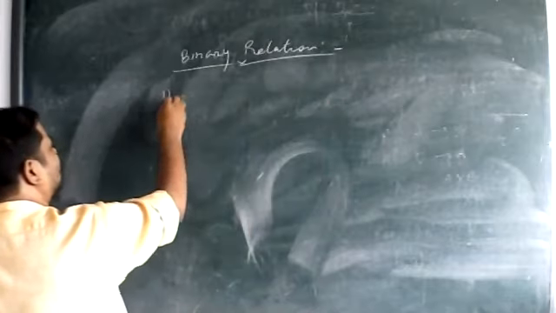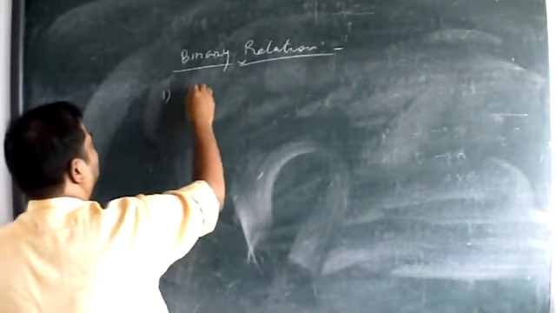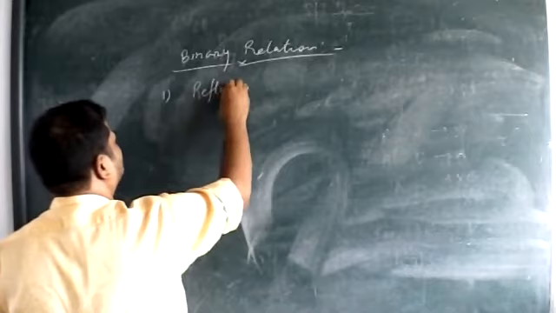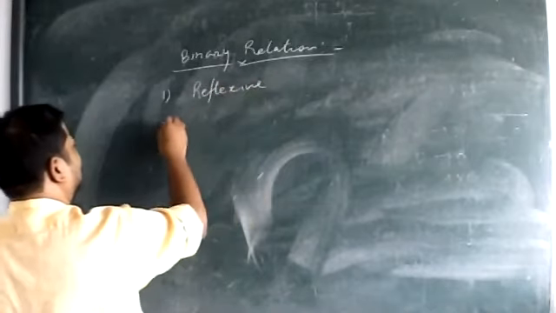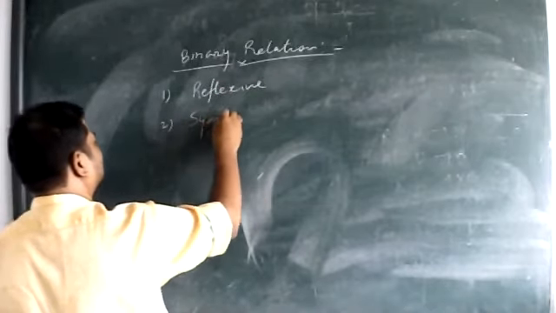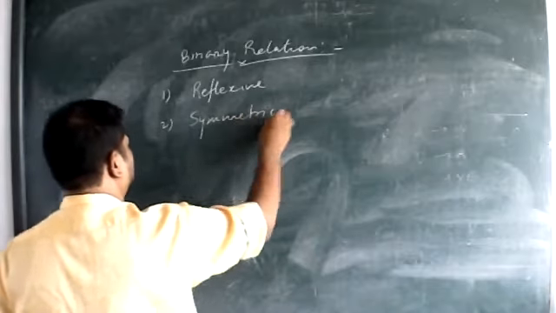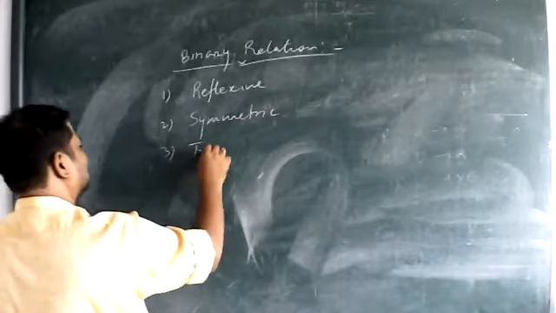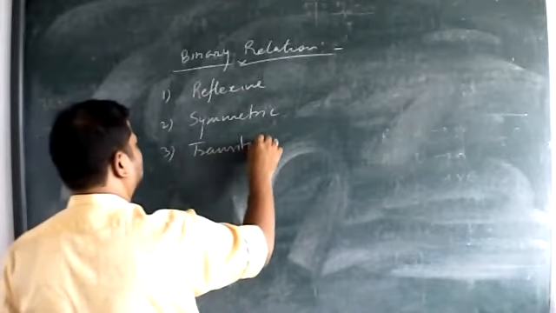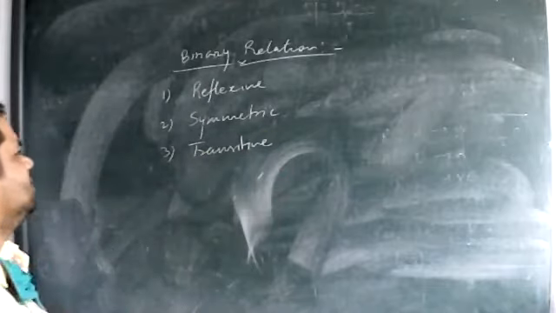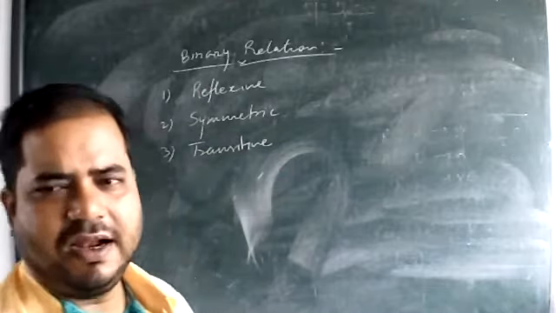Binary relation first. Binary relation कौन बनाता है? Reflexive. Second after symmetric. And third one is what? Transitive. Transitive relation. So there is reflexive, symmetric, and transitive.